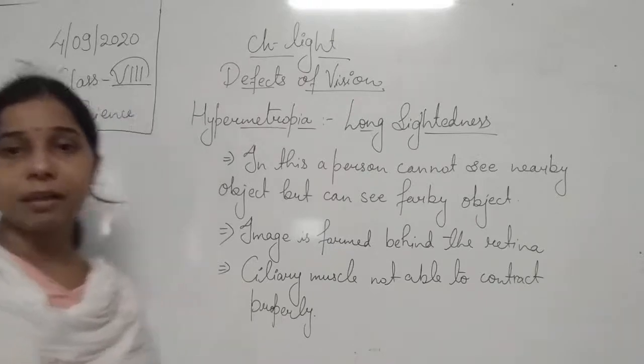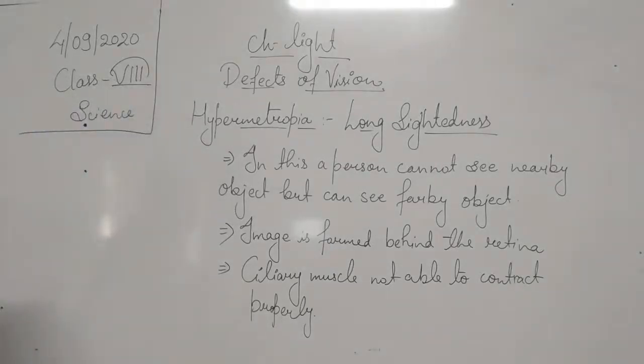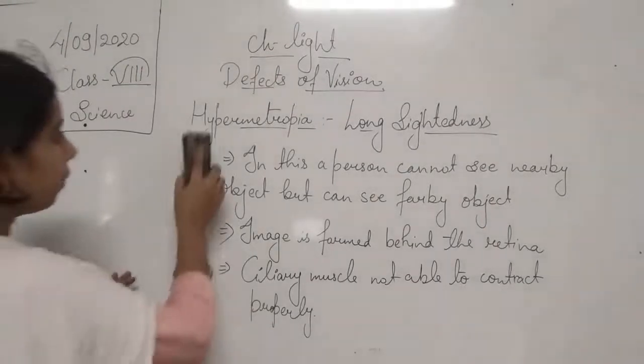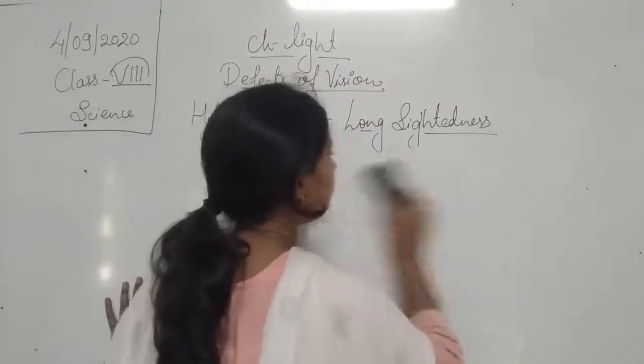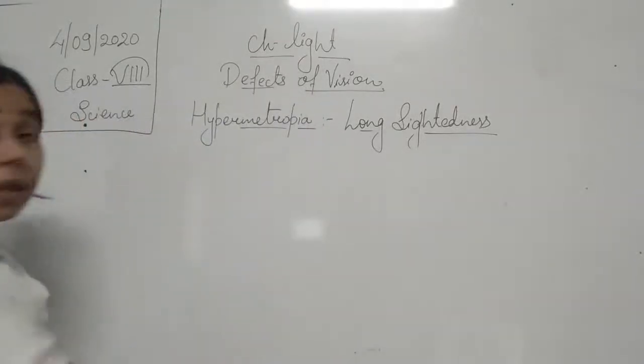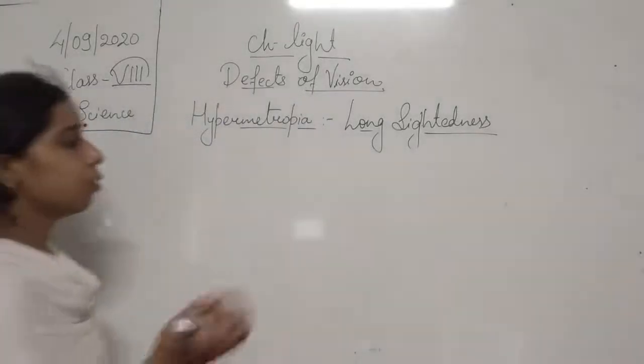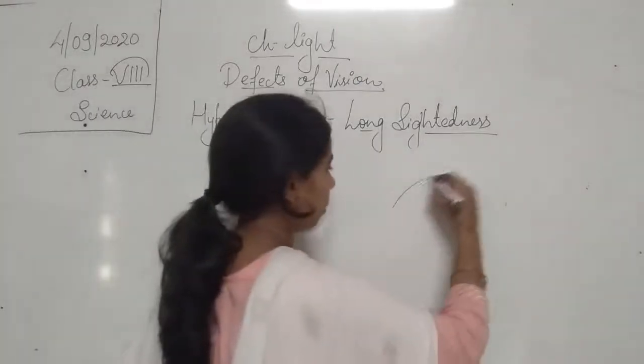Now we will understand it with the help of the diagram. So you see here, students, we can understand with the help of the diagram how the image is not formed on the retina but behind the retina. So you see, if this is an eyeball.